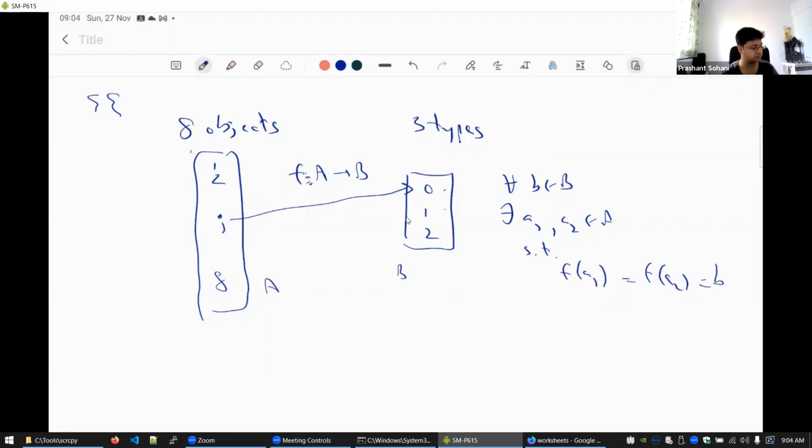Yes, Raghav. So I think what we can do is consider the number of objects in the three types to be x0, x1, and x2. The sum would be 8, and each of x0, x1, x2 has to be greater than or equal to 2. Right, that is one way to look at it, but the only thing is that the objects are distinct.